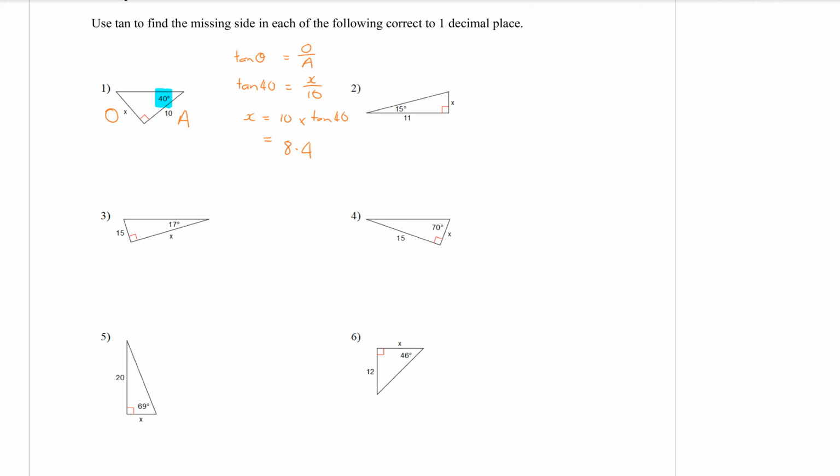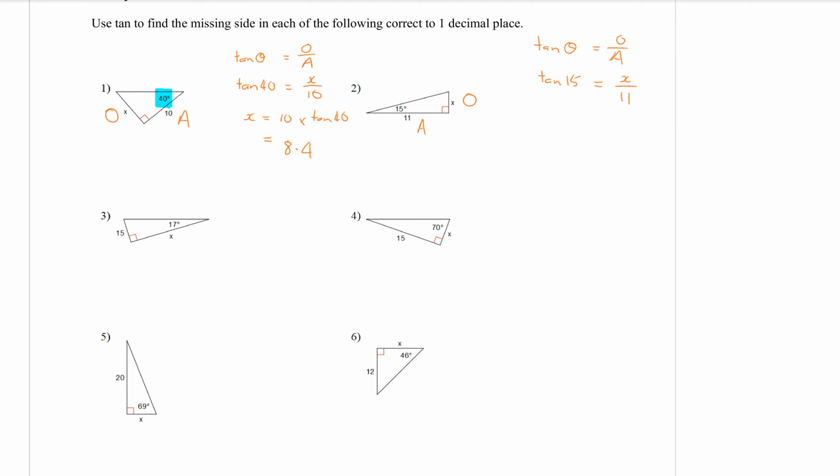Okay, let's try it again. So this time we have a 15-degree angle in there. The side straight across from that 15 degrees, the x, that's going to be the opposite. The 11 is between the two angles, so it's the adjacent. Write the formula down. Tan theta equals opposite over adjacent. Sub into the formula. Theta is 15. So tan 15 equals, the opposite is the x, the adjacent is the 11.